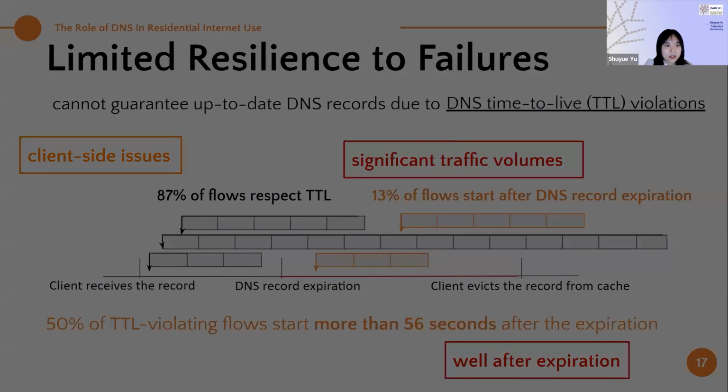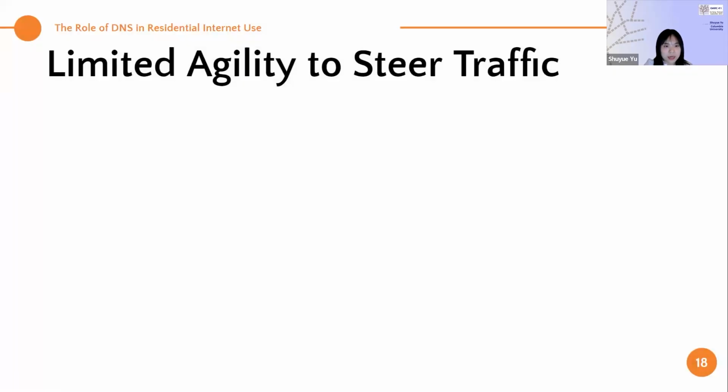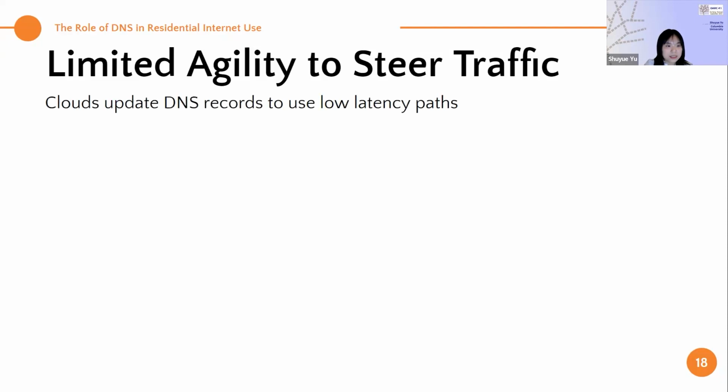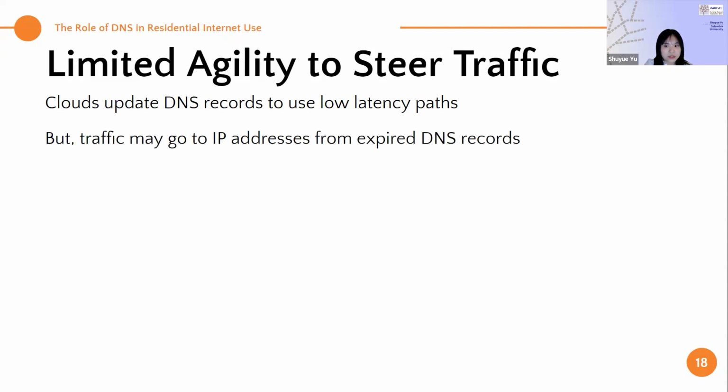In addition, the use of IP addresses from expired DNS records can lead to limited agility to steer traffic. Clouds may update DNS records to use low latency paths. However, traffic may still go to IP addresses from expired DNS records.